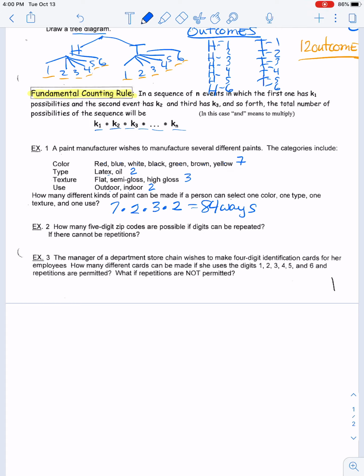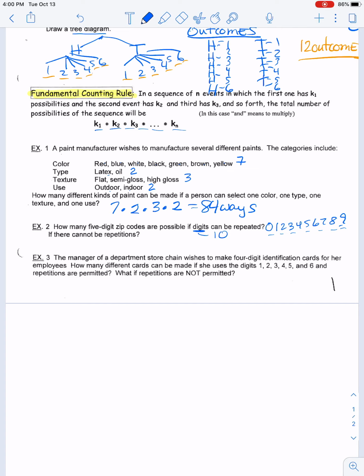Okay, next up we have an example here with zip codes. It talks about digits, so you have to think about how many single digits exist. Some people want to say 9, but remember 0 is a single digit. So really, when you count, there are 10 single digits.